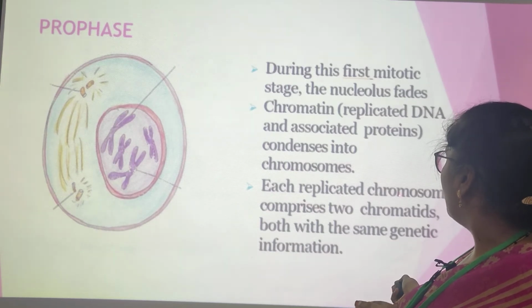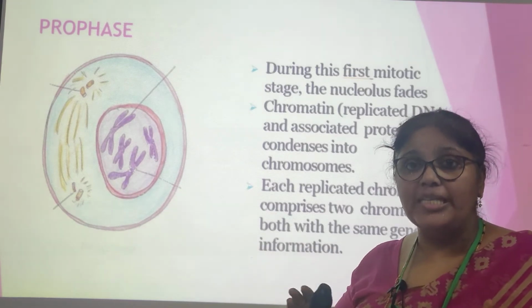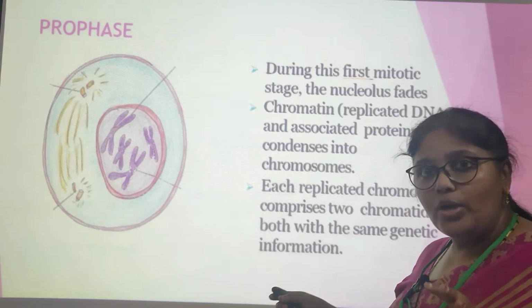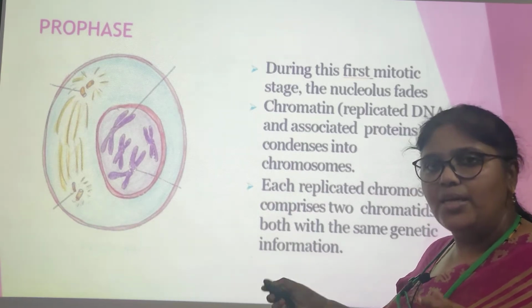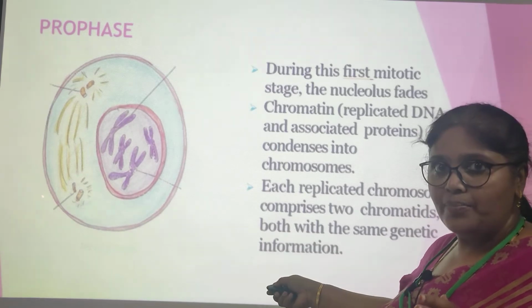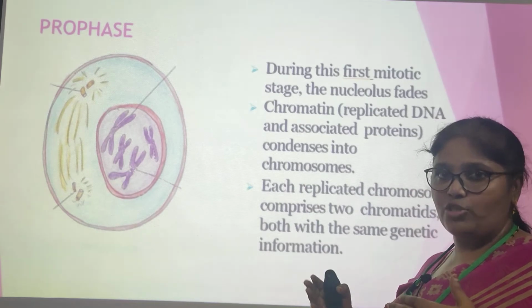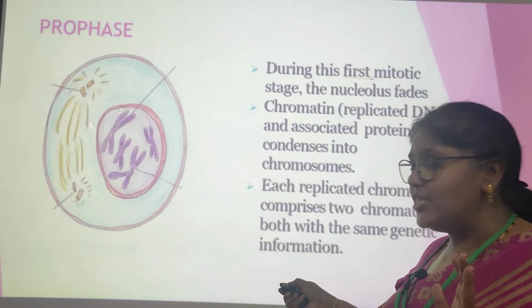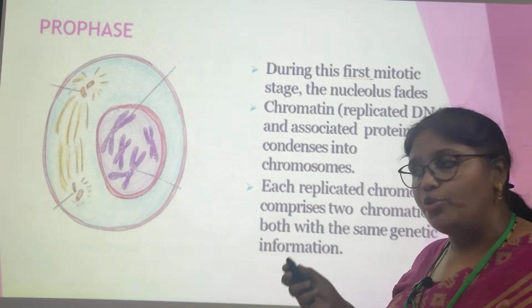Each replicated chromosome comprises two chromatids, both with the same genetic information. So this is the first stage, the prophase, where the nucleolus starts to disappear. The nuclear membrane also slowly starts to disintegrate, and the centrioles divide and start moving towards the corners, so that they get ready with the formation of the spindle fiber for the second stage. So three basic major events take place in the prophase. The nucleolus disintegrates, the nuclear membrane disintegrates, and the centriole divides into two and moves towards the corners.